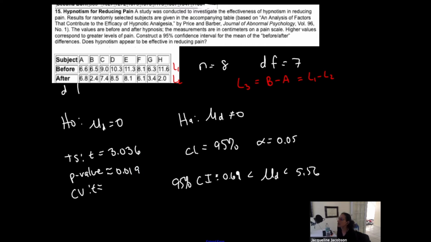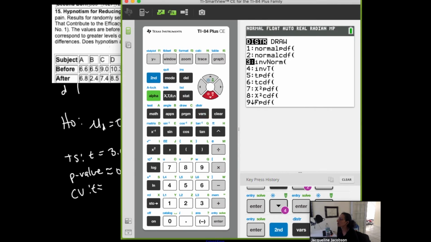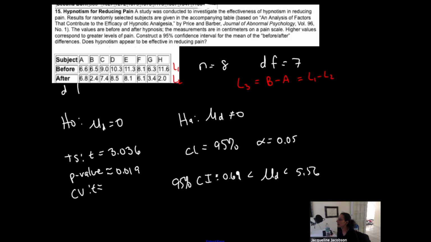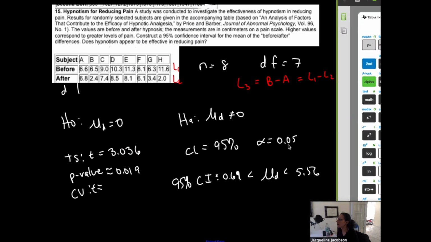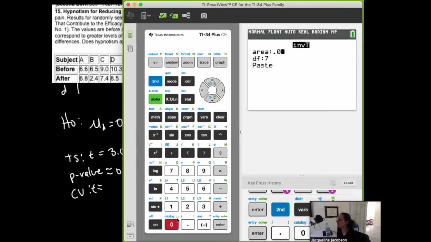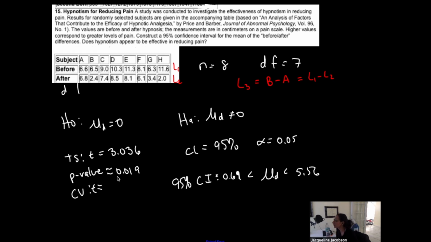Let's do the critical value just in case. The critical value, I'm going to do inverse T, so second bars inverse T. My area: again, my alpha was 0.05, but with a two-tailed test, we've got to cut that in half. So 0.025, degrees of freedom 7. So my critical value is positive and negative 2.365. Two-tailed tests always have two critical values.